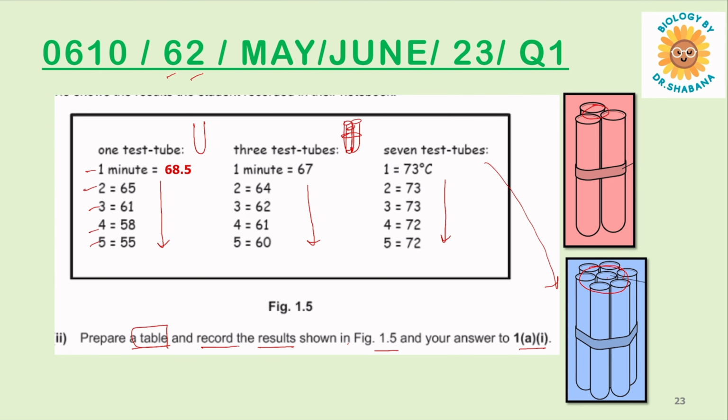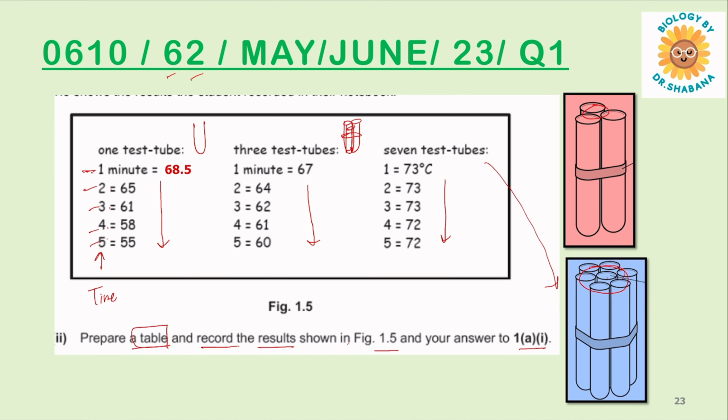What's in my hand is the time. I'm going to start the stopwatch, and I'm going to measure the temperature after every 1 minute. What do I adjust? I will adjust the time, because I will have the stopwatch in my hand. After 1 minute, I'm going to look at the thermometer again and again. We keep the thermometer in the test tubes, by the way.